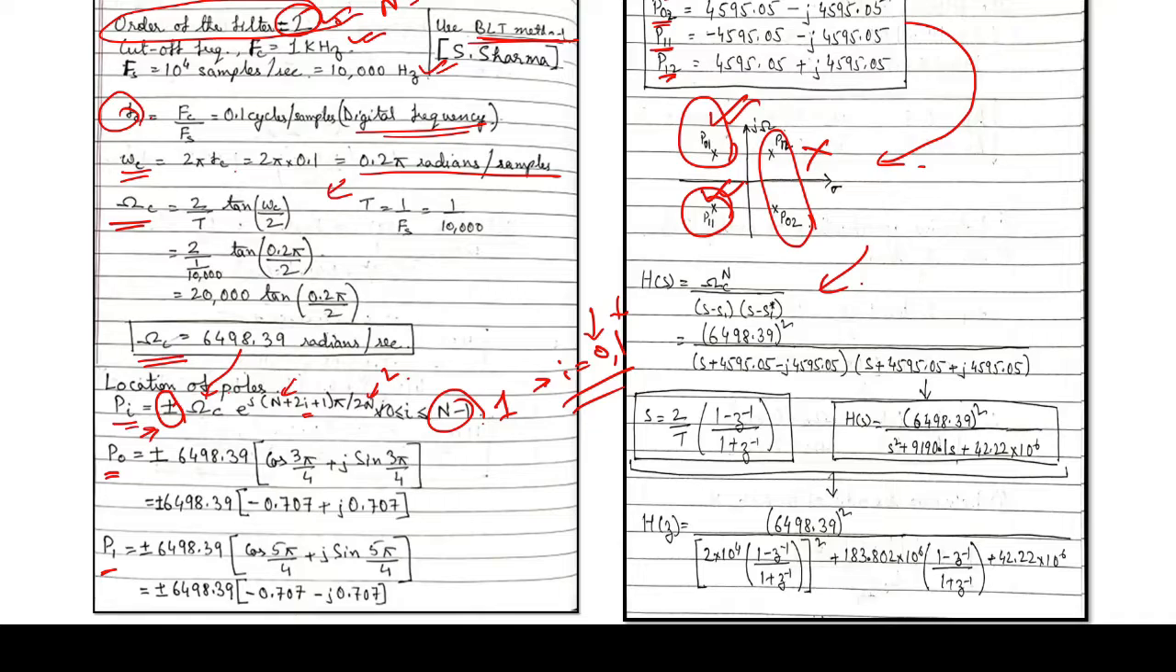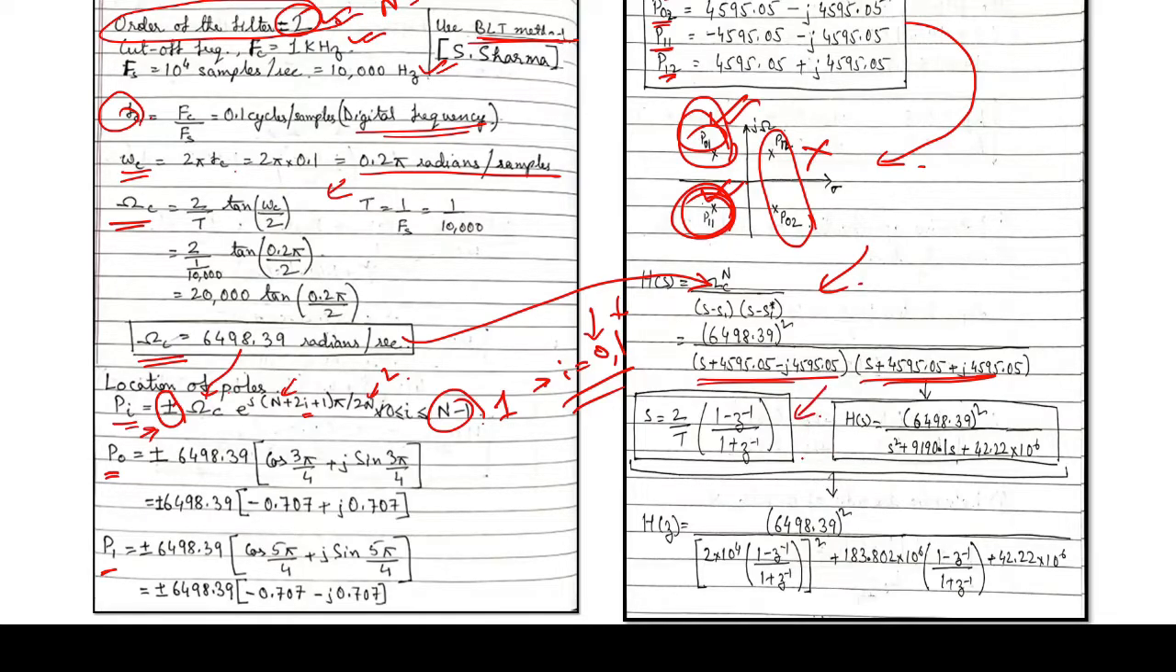Now what is the equation? For getting the transfer function, it is H(s) equals omega c to the power N divided by (s minus s1) multiplied by (s minus s1 conjugate). If you see, P01 and P11 are basically conjugates of each other. Now the same thing, omega c you have already calculated over here. These locations you are already having. Then you have got H(s).